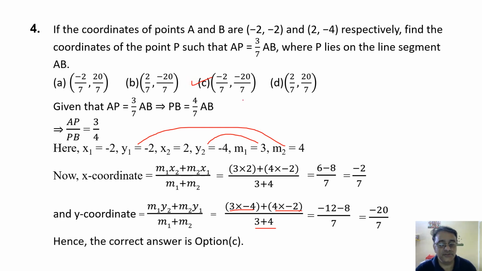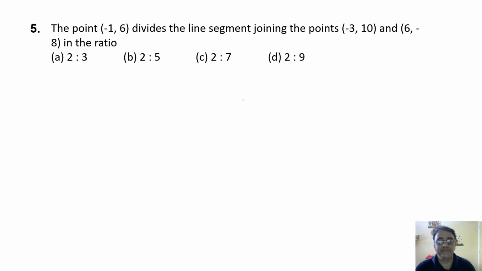So this is the fourth question. Now we are moving toward question number 5. The point -1, 6 divides the line segment joining the points -3, 10 and 6, -8 in the ratio. So we have to find the ratio. For finding the ratio, both the values, x and y, are known to us. But I told you that the negative value we have to neglect. So we take the positive value that is given. So that is 6, the y coordinate.